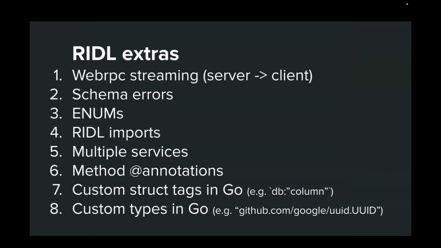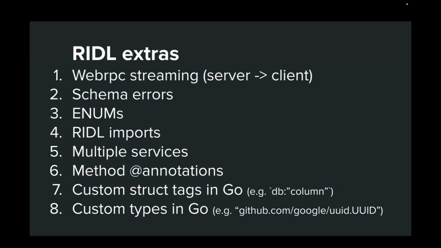WebRPC also supports streaming. Unlike gRPC, it's only one direction, so it's server to client. We have custom schema errors. We support enums, which is a big pain in Go, because we don't have enums in Go. And when you have an iota constant, then you need to always create a custom marshal for it. This enum does it for you.